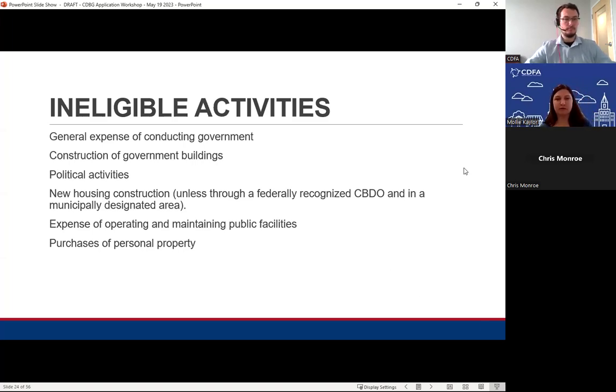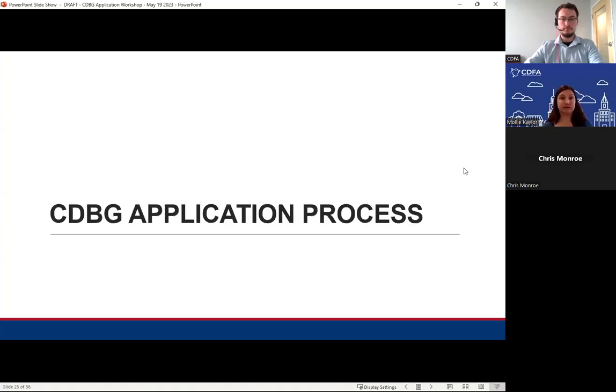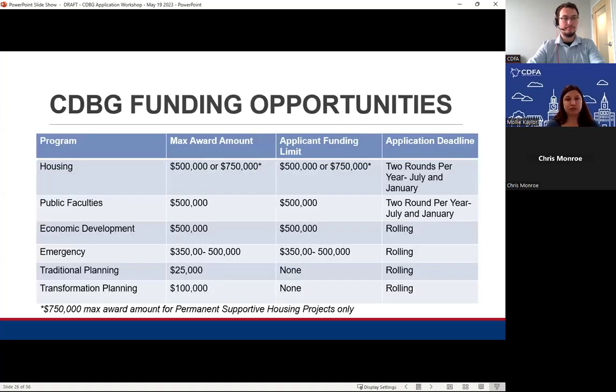The next section we're going to talk about is perhaps most important for the upcoming months, the CDBG application process. CDFA administers several different CDBG programs throughout the year, which I've mentioned a little bit already today. Today, this presentation primarily focuses on the Housing and Public Facilities program. However, we have been and will continue to briefly review the other CDBG programs, including economic development, planning, and emergency resources.